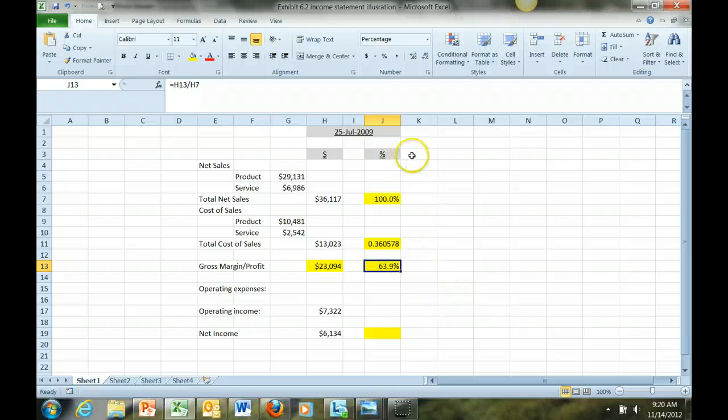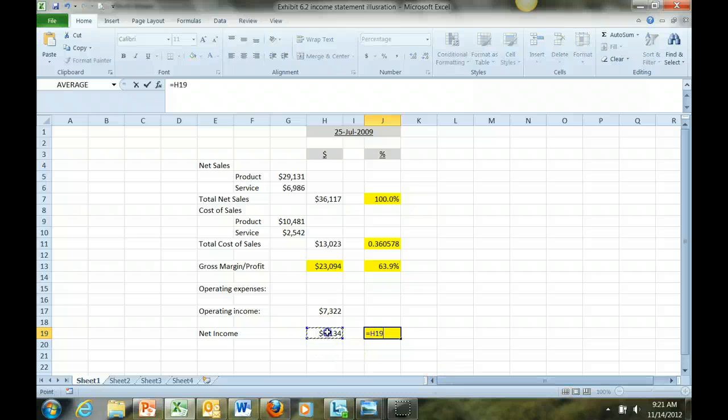What that means is for every dollar of sales, Cisco had almost 64 cents of gross margin left to pay for operating expenses, taxes, and bottom line net income. And so the income percentage for Cisco, bottom line net income divided by top line sales, is 17%. So of every dollar in sales, Cisco shows 17 cents of net income.